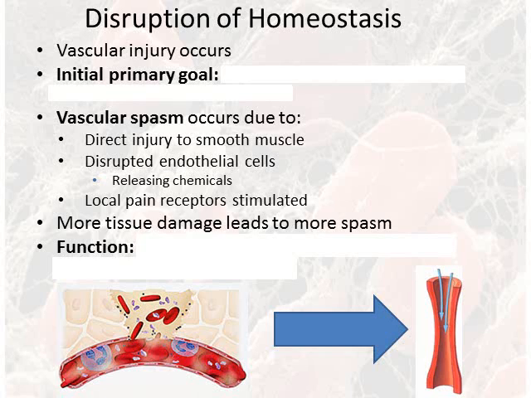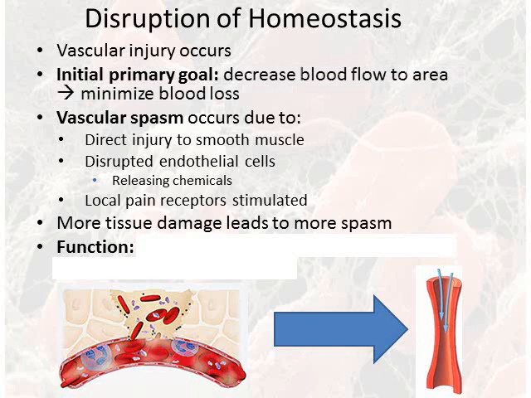So we disrupt homeostasis, vascular injury occurs. The initial primary goal is going to be to decrease the amount of blood flow going to that area. That happens by vascular spasm. When we have damage to a blood vessel like this, we damage some smooth muscle. So that smooth muscle that's damaged, all of it around it is going to contract, leading to spasm like this. So that's going to decrease the amount of blood going to that area.